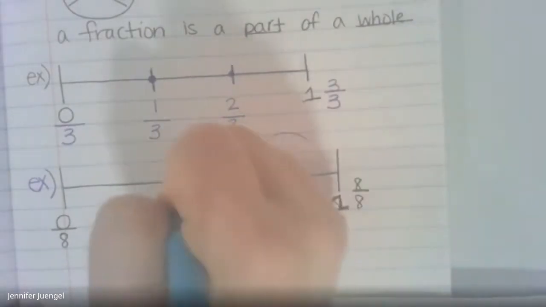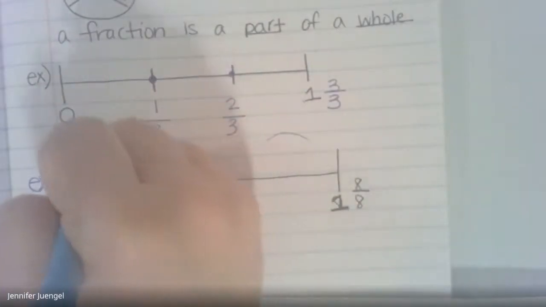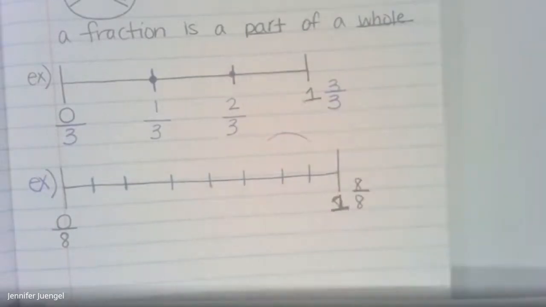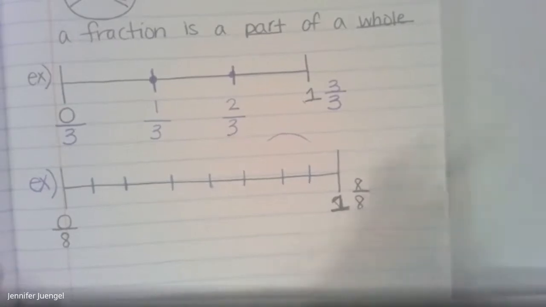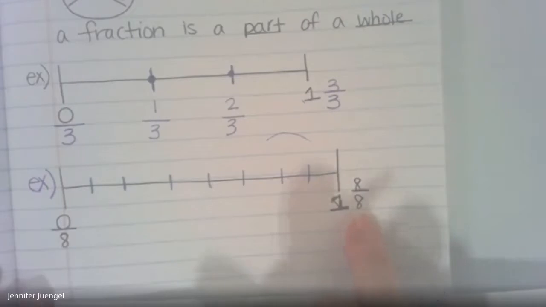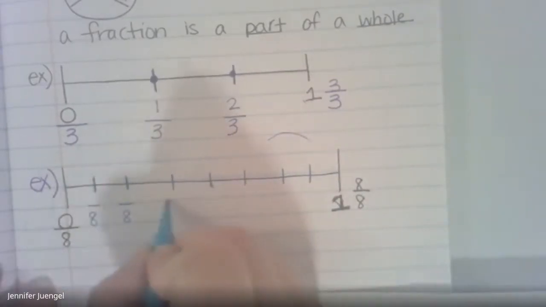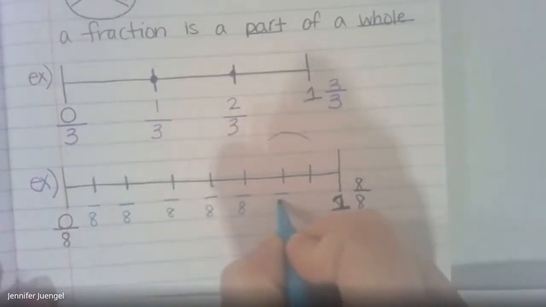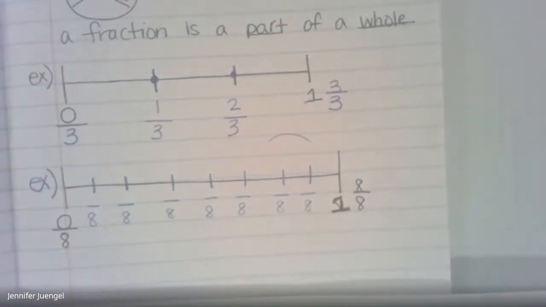That's 4, 3, 2, 1, 5, 6, 7. Now my parts don't look exactly equal. I'm not an artist, but you get my point. So if I know that I'm breaking this number line into 8 equal parts, I know that the denominator for each one of these spots on my number line needs to be an 8, because we're finding how many parts out of 8 we have covered.